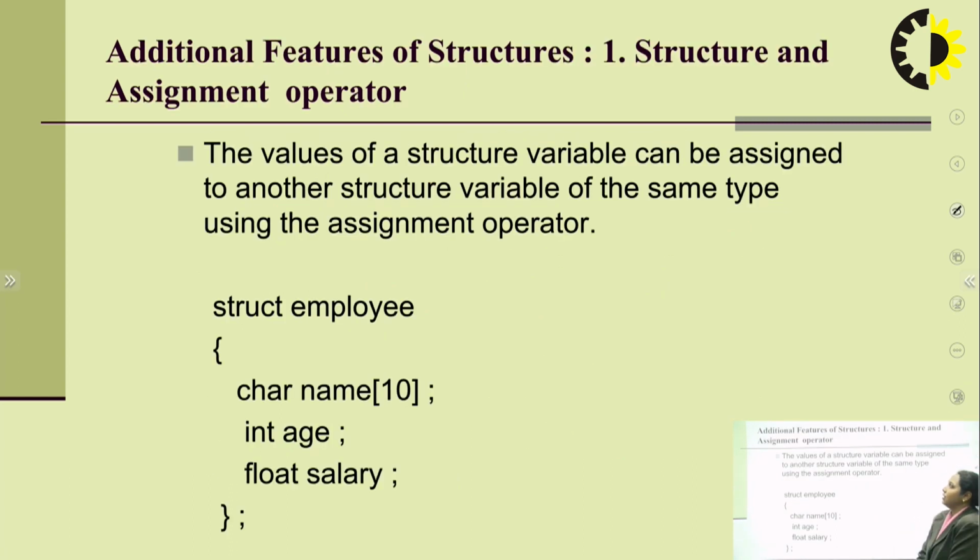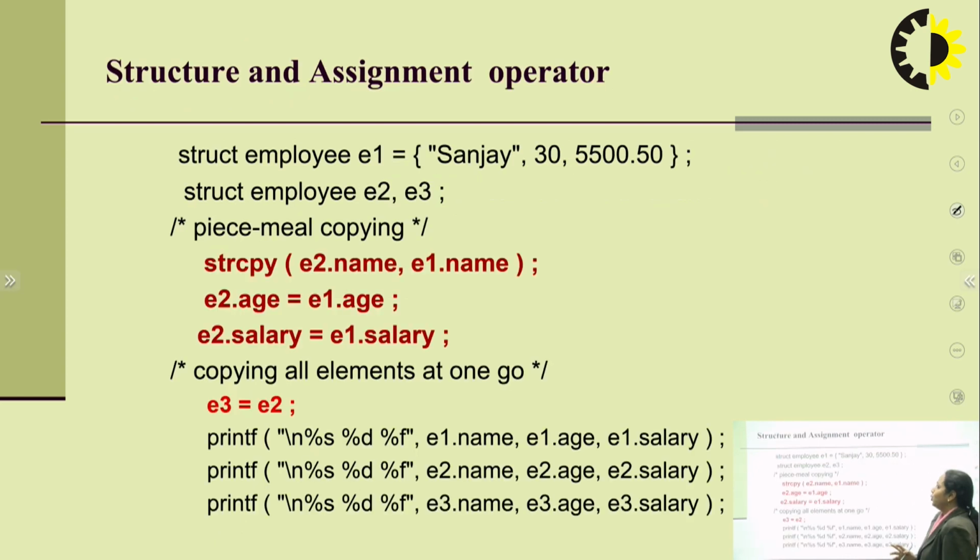Next, structure provides some other additional features apart from the property discussed in the previous slide. This is the assignment operator usage. With the help of the assignment operator, we can copy the content of one structure variable to another variable. For example, take the structure employee, which may contain name, age and salary. The structure has been defined. Now I create variables E1, E2 and E3.